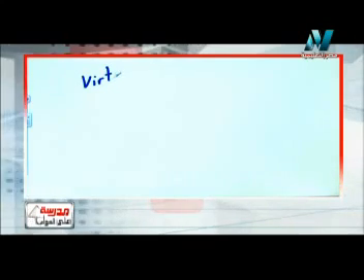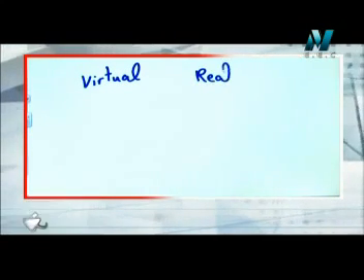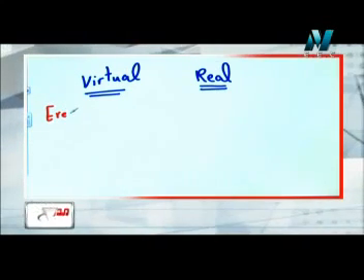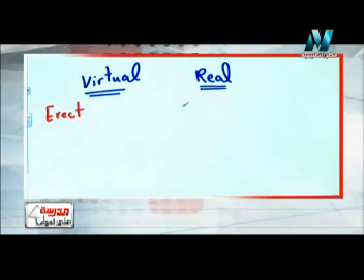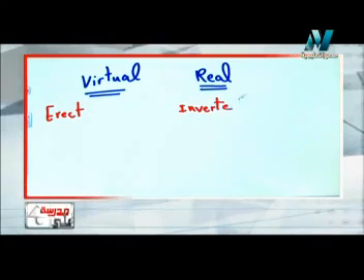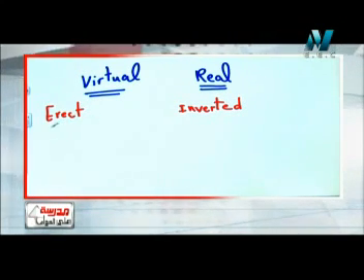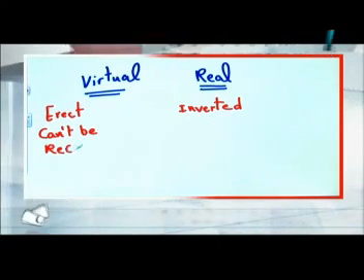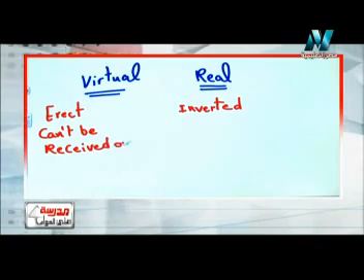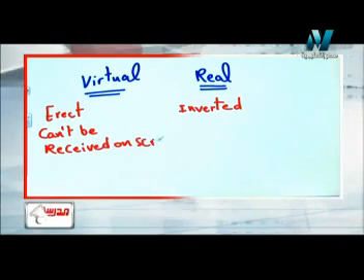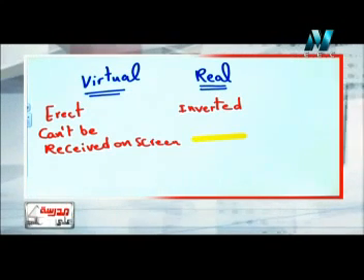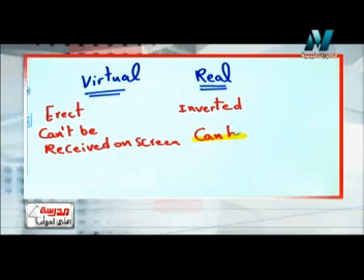And real means it can be received on the screen. So here we can make a small comparison between virtual image and real image. Number 1, the virtual image is erect, upright. The real image is inverted, the image is upside down. Number 2, the virtual image can't be received on a screen, whereas the real image can be received on the screen.